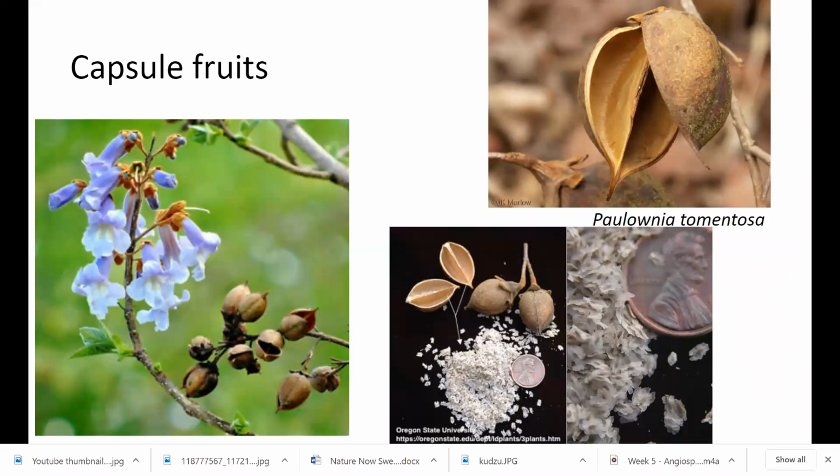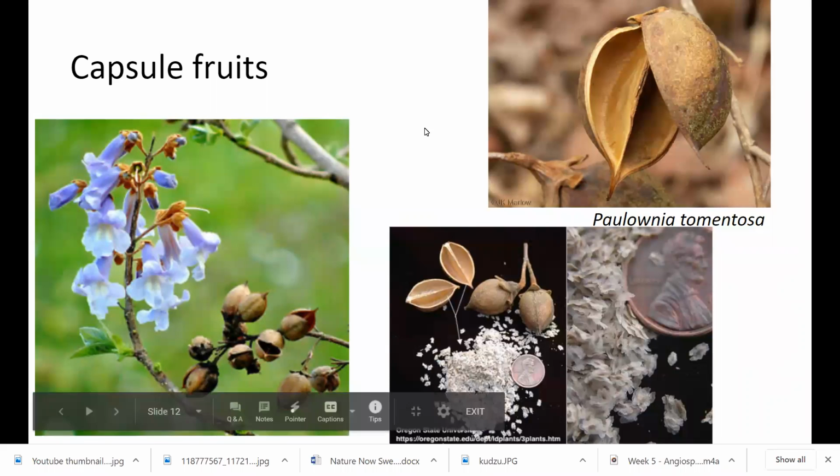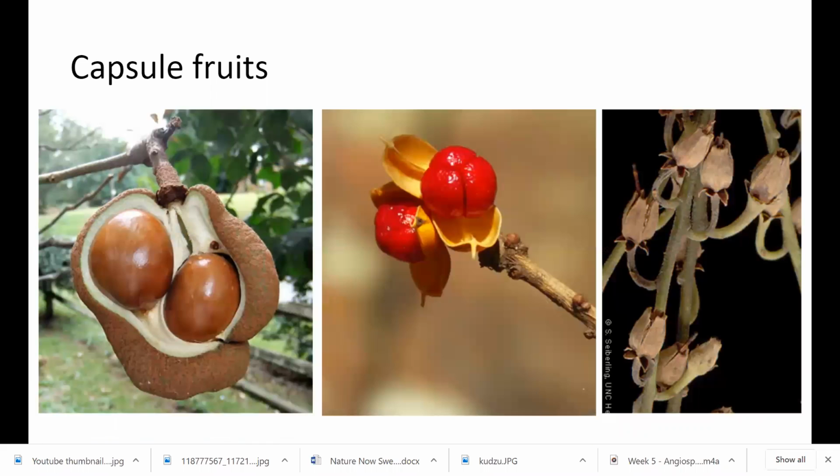More examples of capsules. This is one we may not have gotten to yet in lab, but this is Paulownia tomentosa, and you can see that there are multiple chambers that contain seeds on the inside, and that they break open along those sutures.